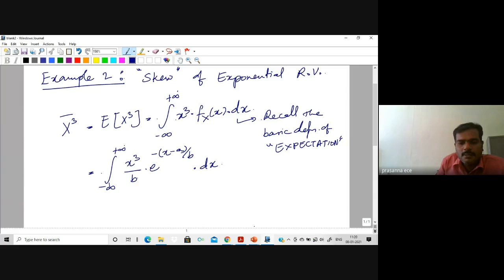Okay, because this function is valid only for x value greater than some constant a. So it will be a to infinity. So the limits are changed from a to infinity. Okay, they are from a to infinity x cube by b. Okay, so now it is already in the standard form.